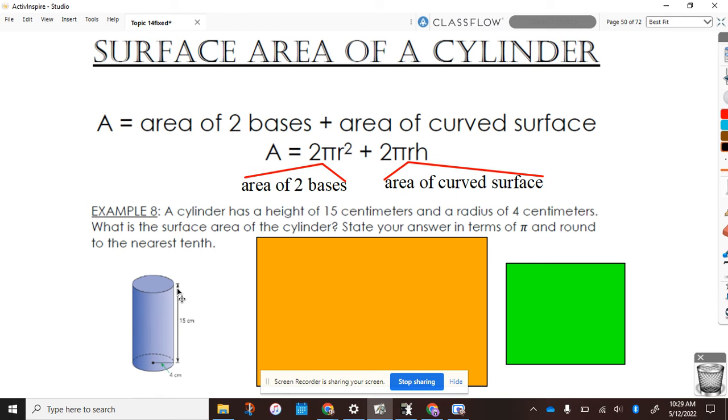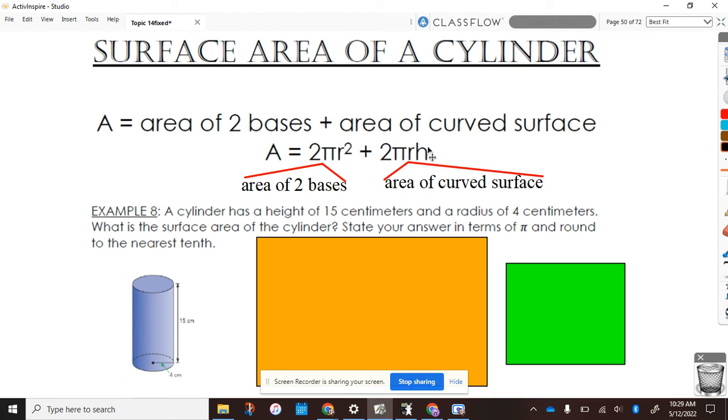Well, on a cylinder, we don't have a bunch of rectangles. It's a curved surface that connects your two circular bases together. But fortunately, this right here, 2 pi r times h, is the area of the curved surface. And this is another formula that's going to be consistent, and it's going to be the same for all of the different cylinders that you deal with.